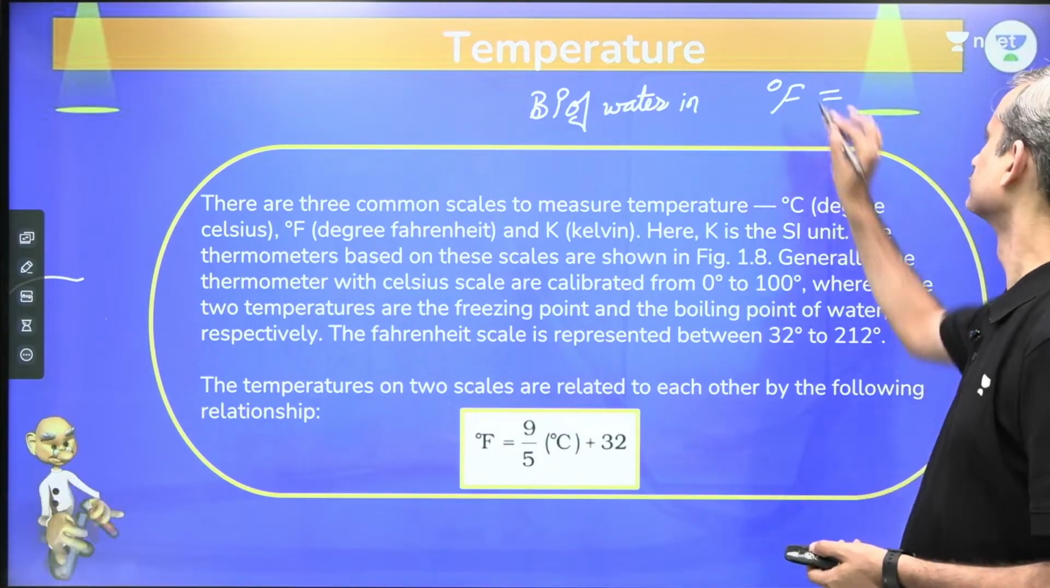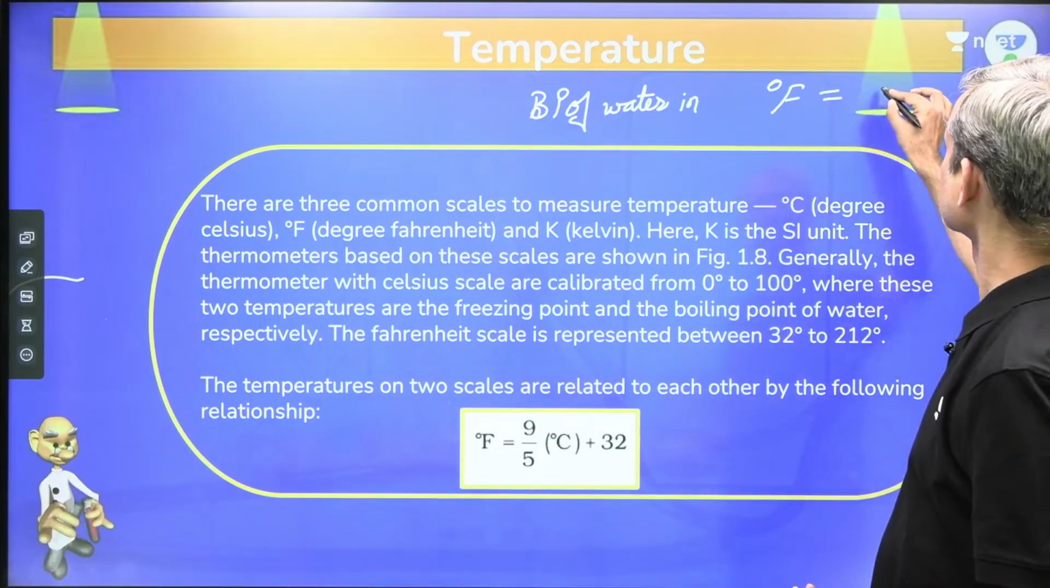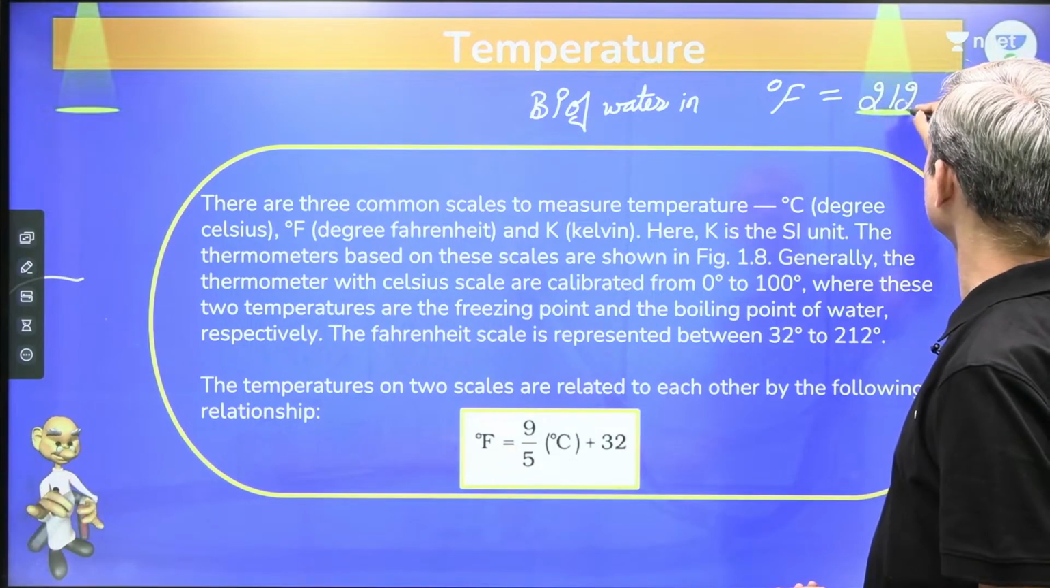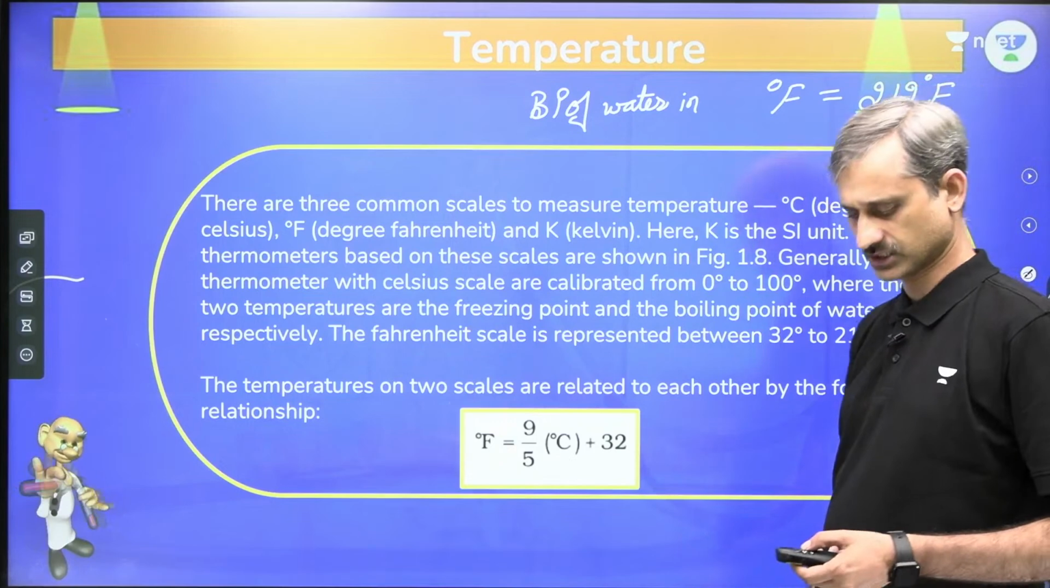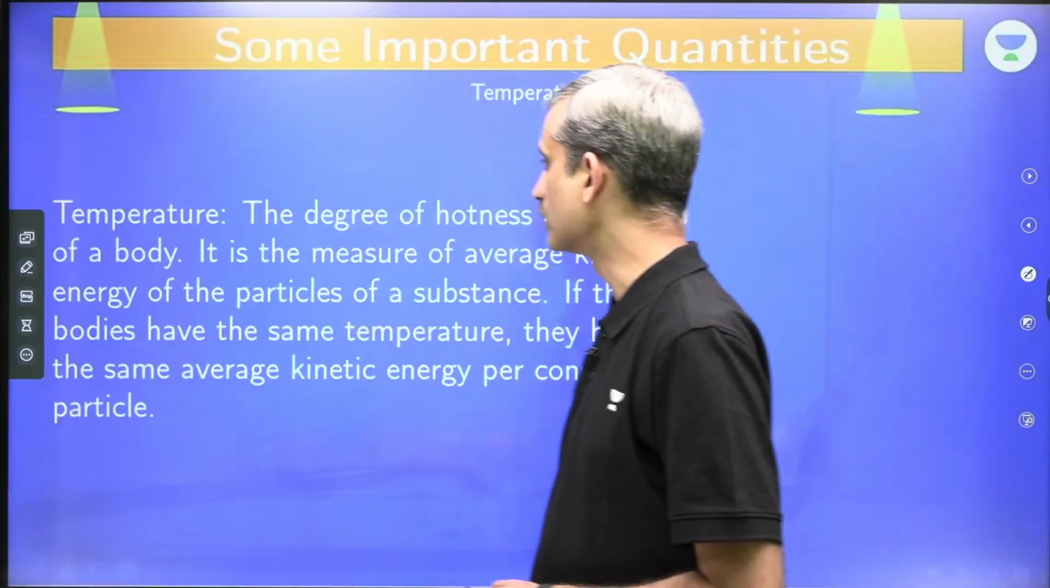Okay. Fine. So, in degrees Fahrenheit, it is actually 212 degrees Fahrenheit. We can convert degrees Celsius into Fahrenheit, and we can have interconversions.